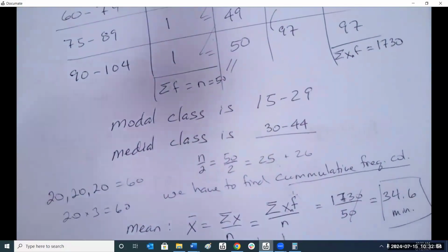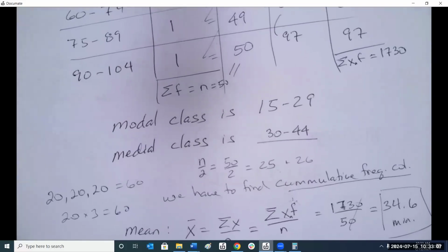So that number 42 doesn't represent a data point. It represents the summation of all those numbers in that class. That's a good question. Very good question.